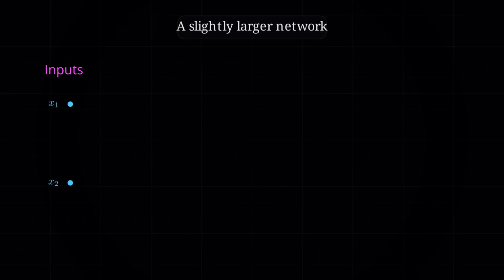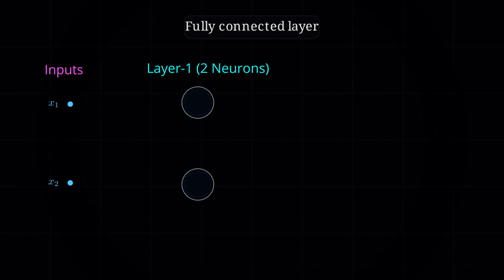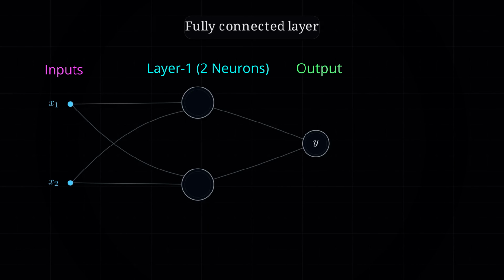Now let us make the network a little bigger. Instead of one input, we now have two inputs. We call them x1 and x2. And instead of one neuron, we now have two neurons in the next layer. This is called a fully connected layer. It means every input connects to every neuron. So x1 connects to both neurons and x2 also connects to both neurons. Each connection has its own weight. In this example, we have 6 weights. We call them W1 to W6.